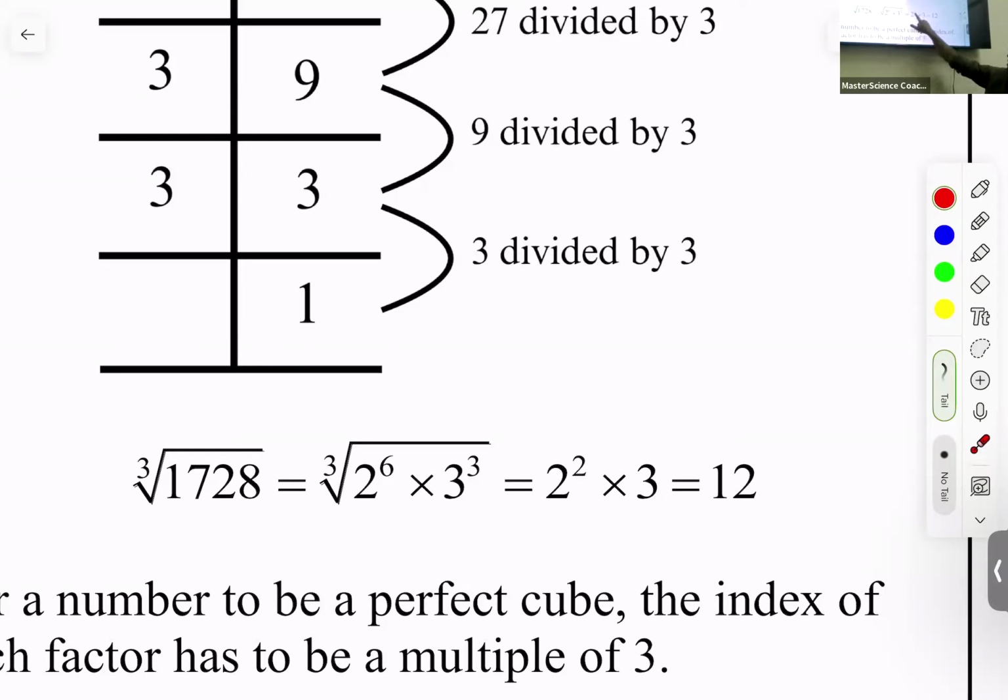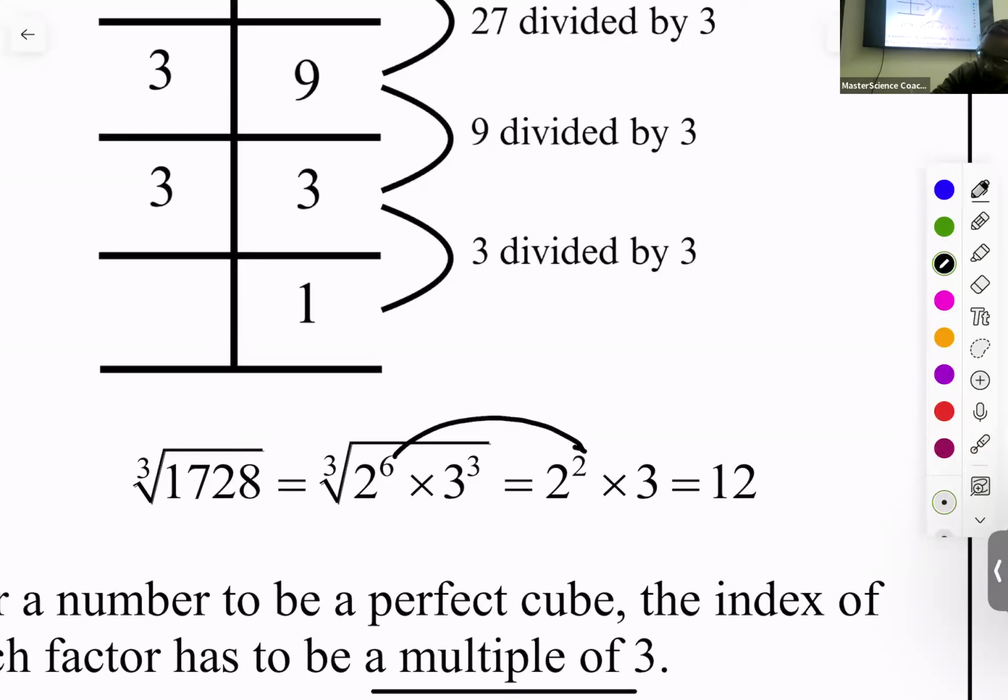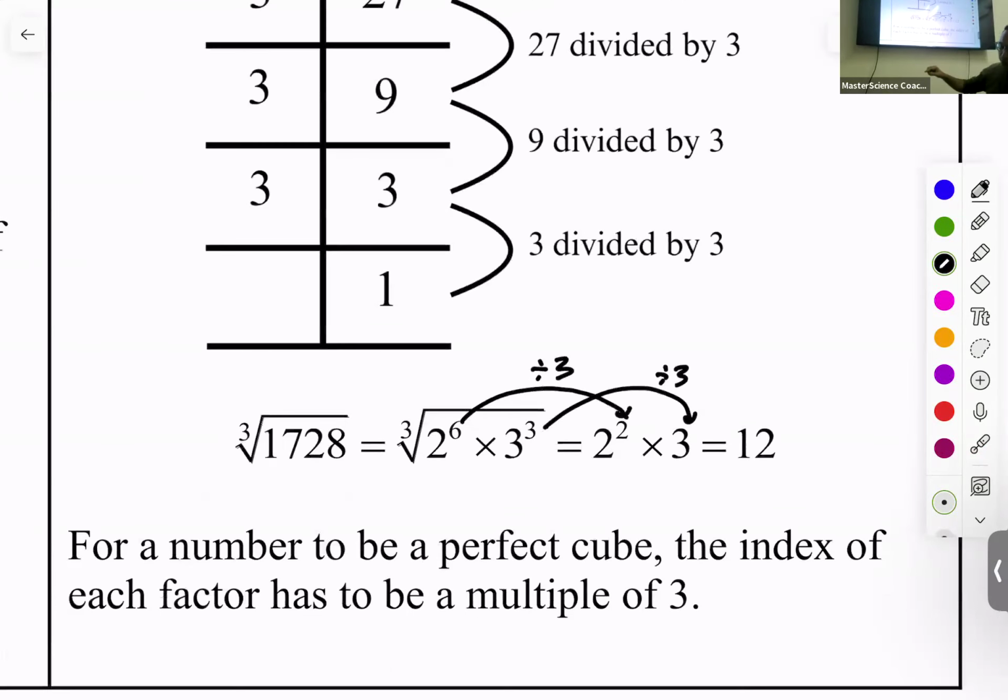Indices, plural of index. The 6 becomes 2, isn't it? The 3 becomes? I'm pointing here. What is here? It's not nothing, it's something. It's 1, my friend. If the 3 is by itself, that means it's 3 to the power of 1. So what has happened to the index? From 6 it became 2. It was divided by 3. This one also divided by 3. So this is cube root.